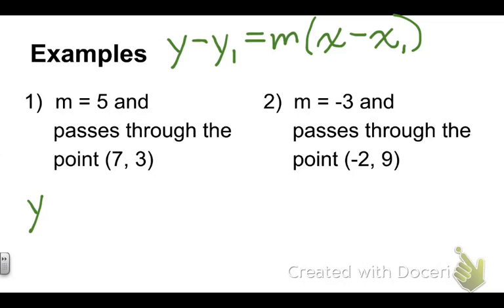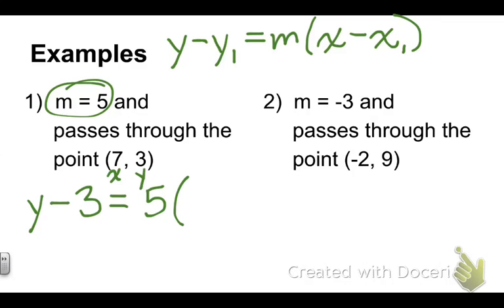So we're going to have y minus, which one is y1? This is x, this is y, so it's going to be y minus 3 is equal to m, that's our slope, that was given to us here, 5 times x minus, always minus, and what's our x-coordinate? 7. That's it. You're done. You are not solving for anything. It's just the form, the way that it's written. Alright? So look at example 2, same thing.